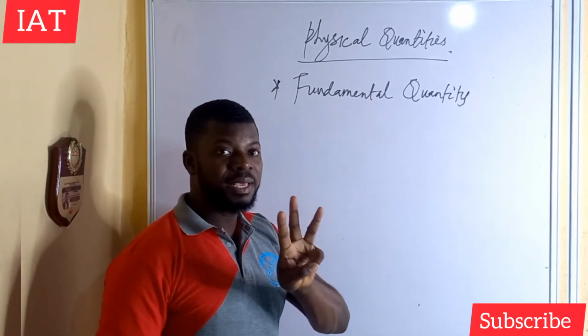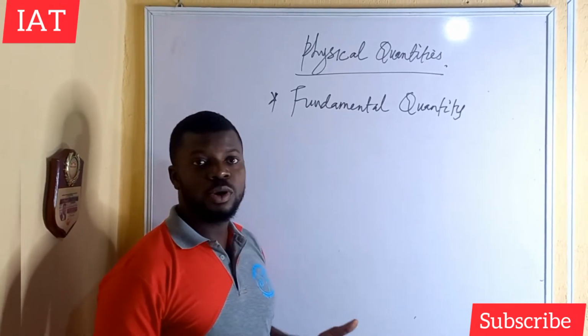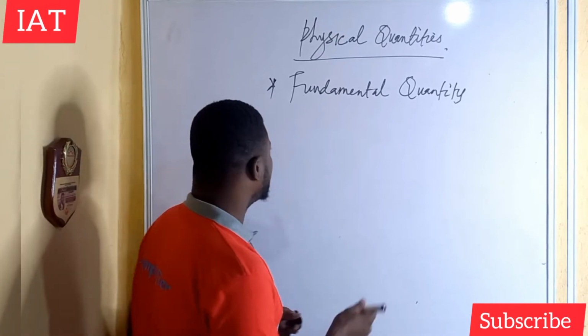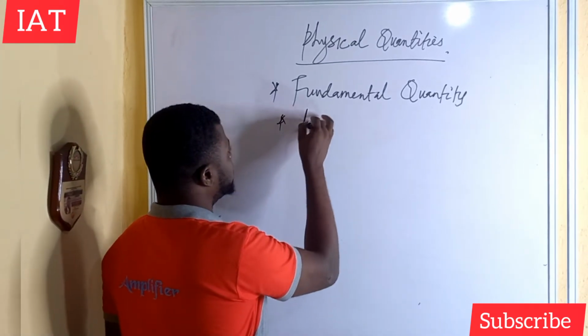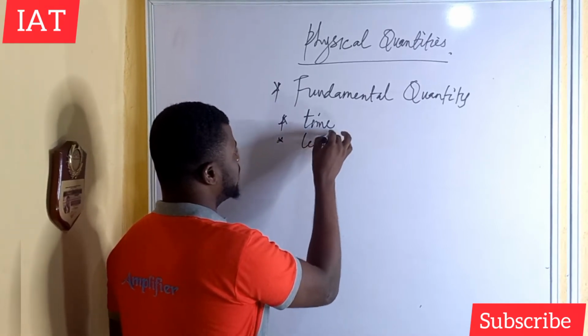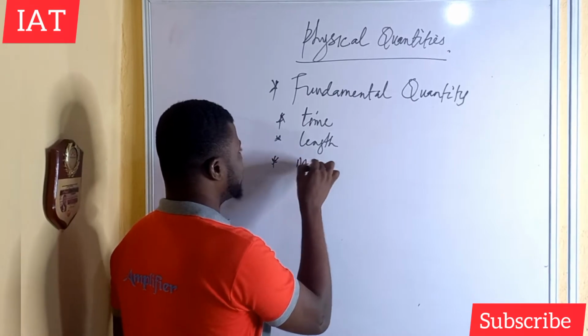We have three basic fundamental quantities. In an exam setting, they may ask you, what are the three basic fundamental quantities? What you should tell them is, firstly, time. You also consider length. I'm not showing the order in which they are arranged. And then mass.